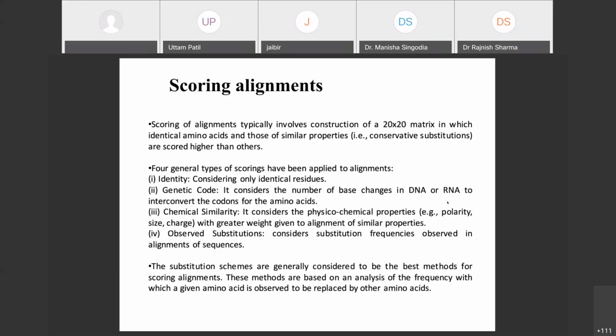And number four is observed substitution. This is a very important strategy. It considers substitution frequencies observed in alignments of sequences. I will come to those things in the coming slides.